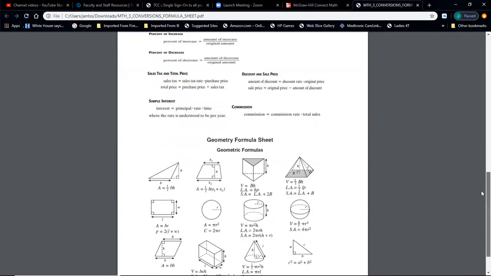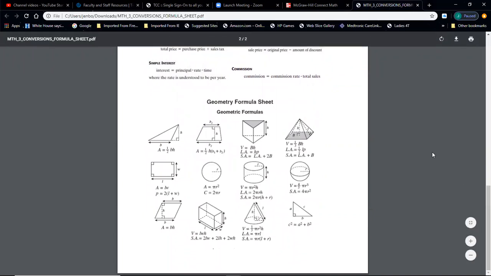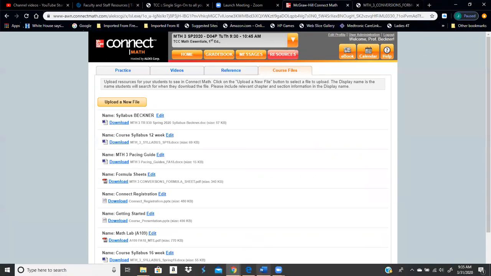There's also some geometry formulas up here, most of which we will get to in this next chapter at the end. So again, your formula sheet, when you're in Connect, is under Resources, Course Files. It should be the fourth thing down. All right, so with that being said, let's get into the new material.